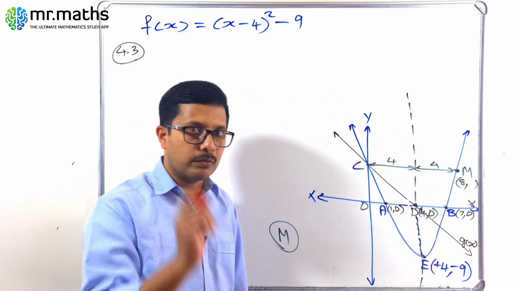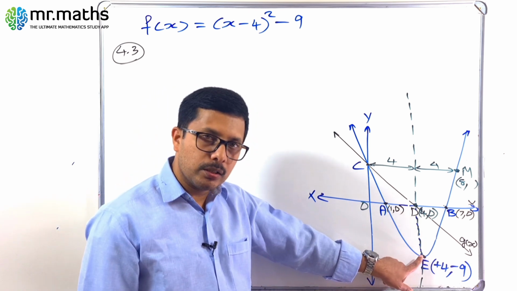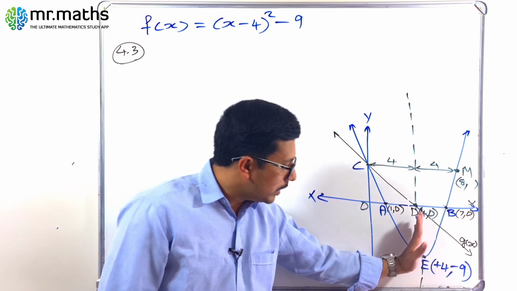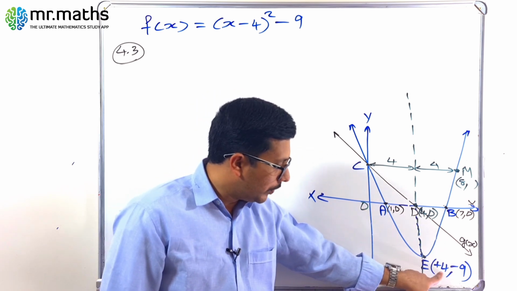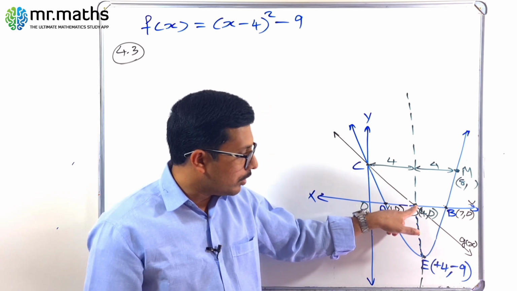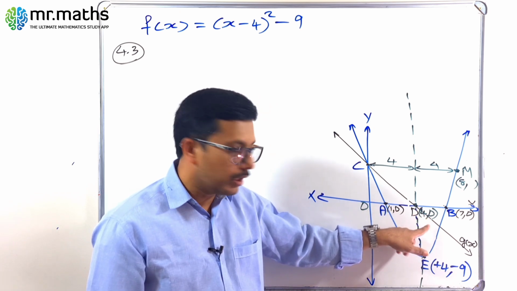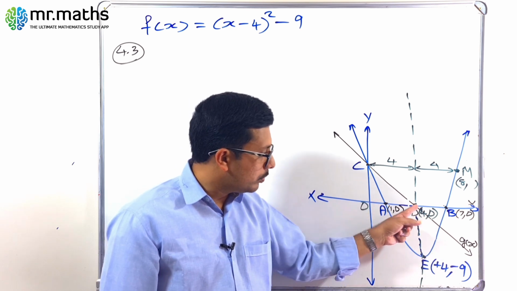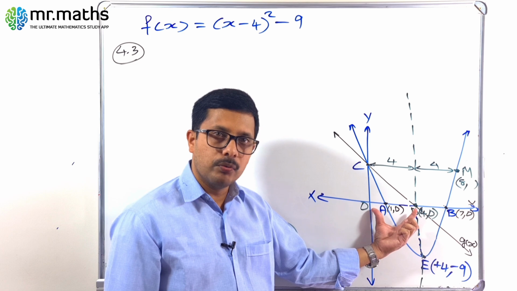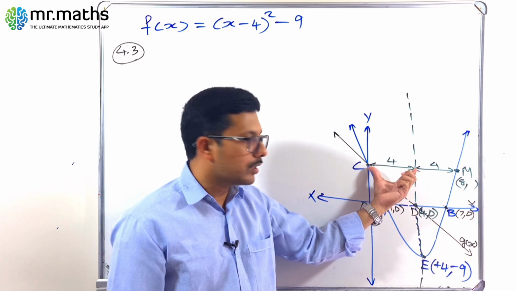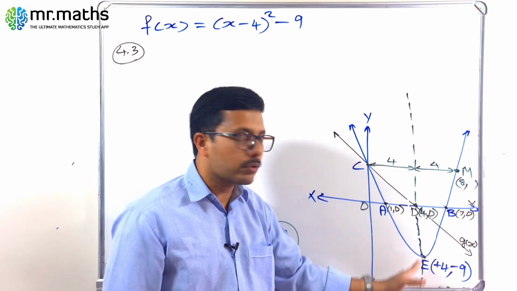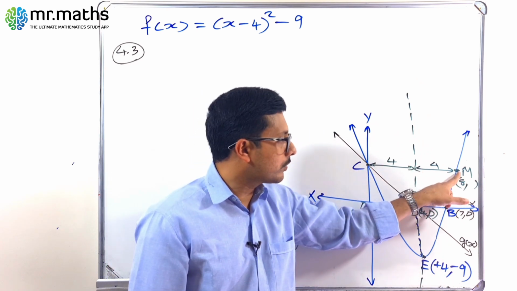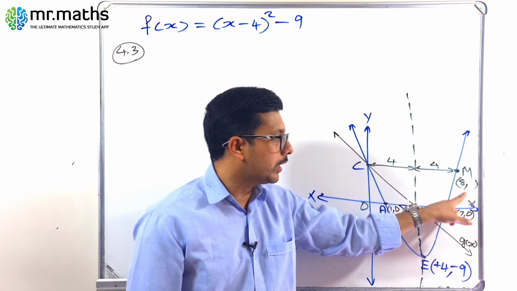Do you understand? Okay, so listen once more. This is the turning point. At this turning point, what is the x value? It is 4. Since this line is parallel to this one, the x value of this D is also 4. This distance from the origin to this point is 4 units. So this distance is also 4 units, since this one is the axis of symmetry. So what is the x value of this M? 4 plus 4, that is 8.